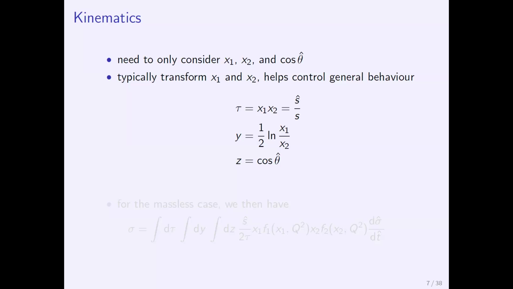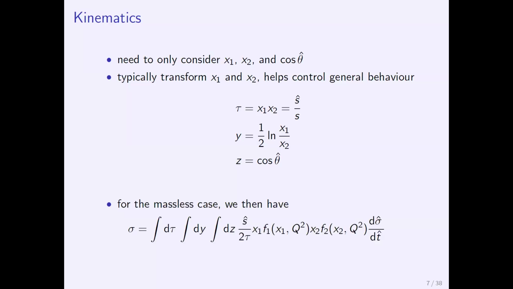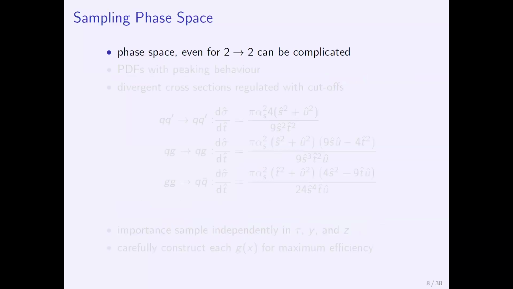And so what that means is we can rewrite this integral now for the massless case where we integrate over tau, so x1, x2, y, which is this here, and then z, and we can write everything out in terms of this integral here instead. So why have we done this? The reason is because when we want to go and sample these, so sample tau, y, and z, it means that they're functions that are behaved in a way that we can actually sample them. Otherwise, we'll end up having really kind of divergent behavior in some of these variables. And so this allows us to sample them.